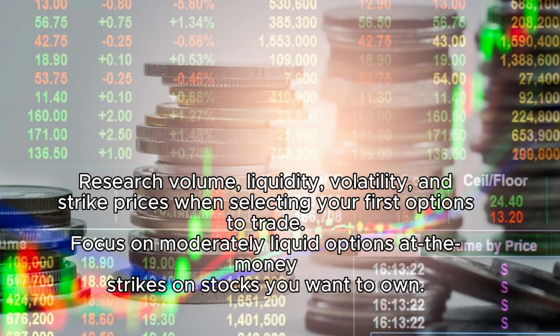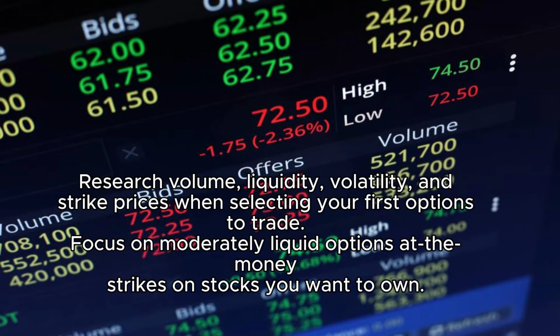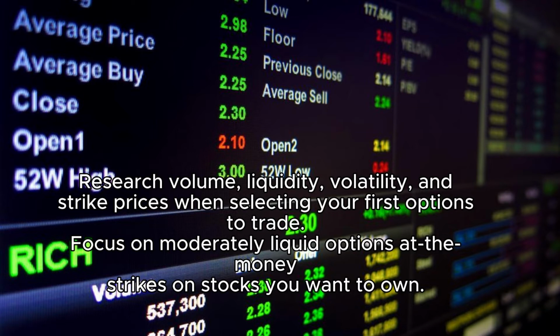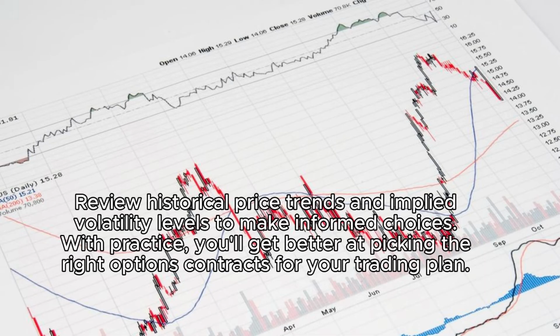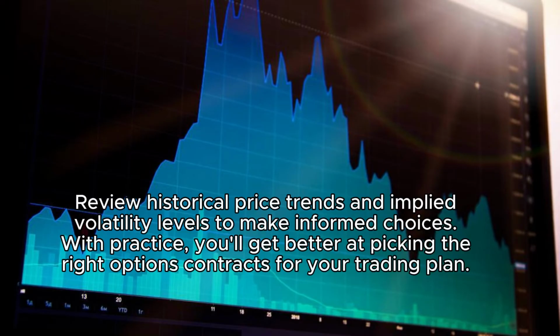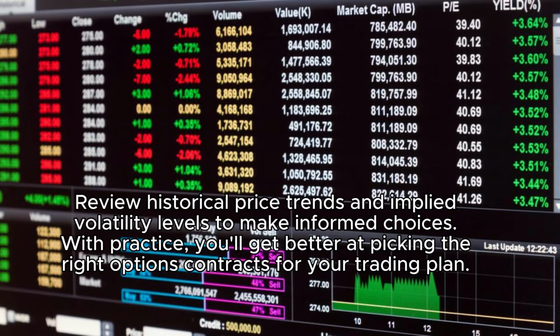Research volume, liquidity, volatility, and strike prices when selecting your first options to trade. Focus on moderately liquid options, at the money strikes, on stocks you want to own. Review historical price trends and implied volatility levels to make informed choices. With practice, you'll get better at picking the right options contracts for your trading plan.